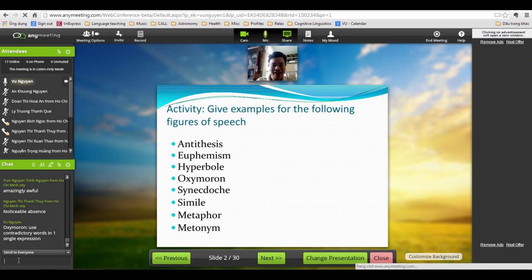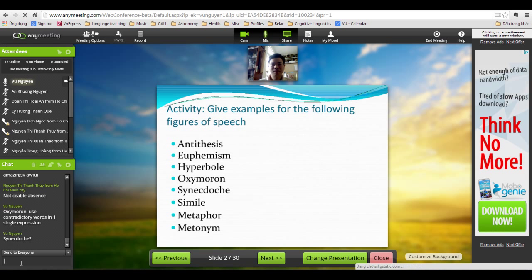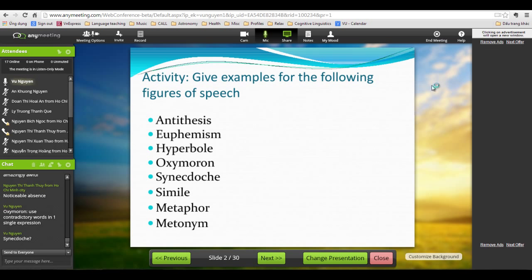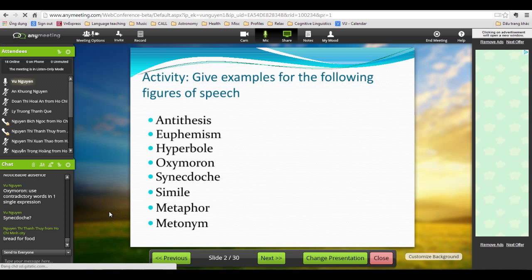Okay, let's move on to the next figure of speech in language, synonyms. Can you find me an example? Now, in synonyms, the name of a part is used for the whole. Okay, the name of a part is used for a whole. Bread for food.